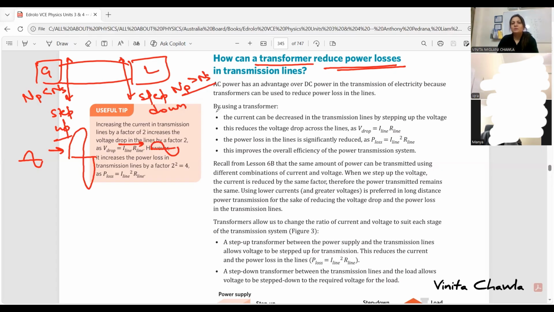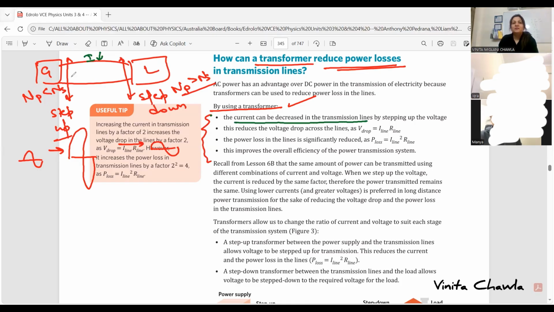So by using a transformer, see, these are the advantages of why we use transformers in transmission lines. They can ask you in the exam if they ask any theoretical or concept based questions. So the current can be decreased in the transmission line by stepping up the voltage. If we step up the voltage in the step up transformer that we are using with the generator, then the current passing through the transmission lines can be decreased. It decreases the current in the transmission lines. This is the first advantage of using transformers with the transmission lines.